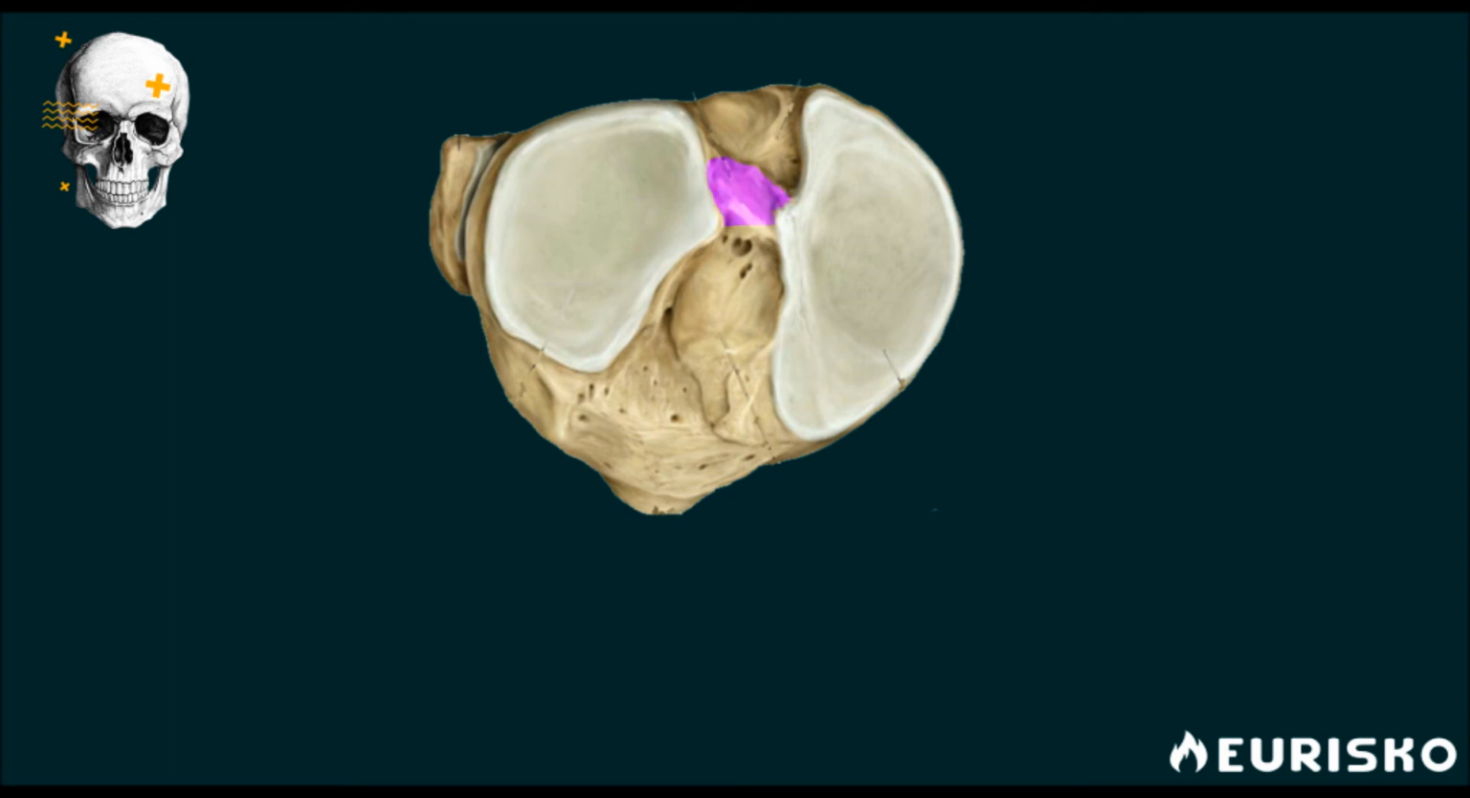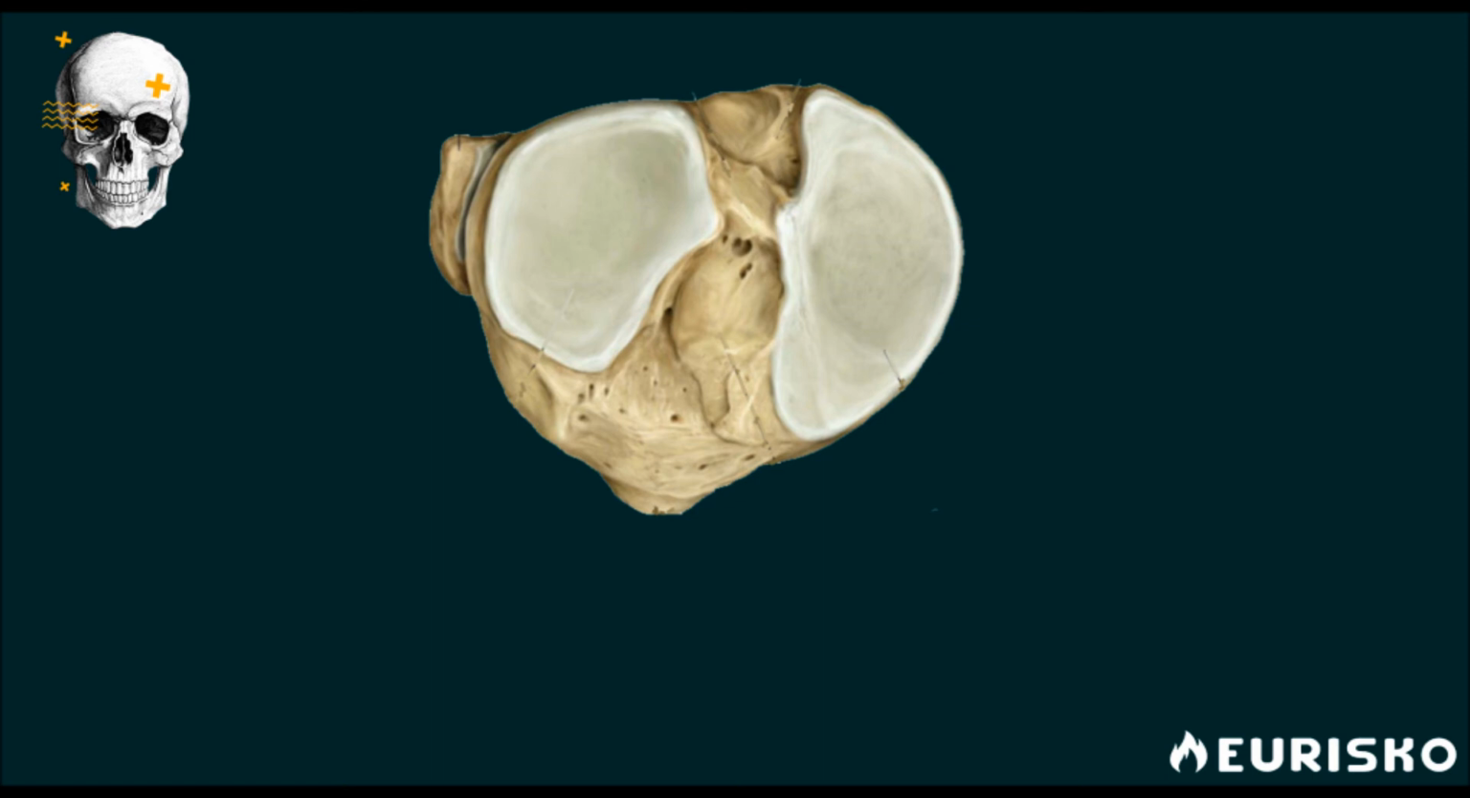There is also prominence between condyles. It is called intercondylar eminence. It separates the intercondylar area into anterior and posterior. Cruciate ligaments of knee attach to intercondylar area. The other point of attachment is situated within the intercondylar fossa of femur.